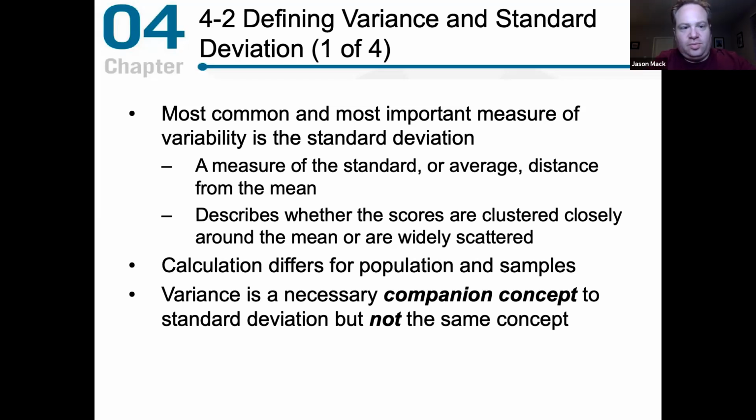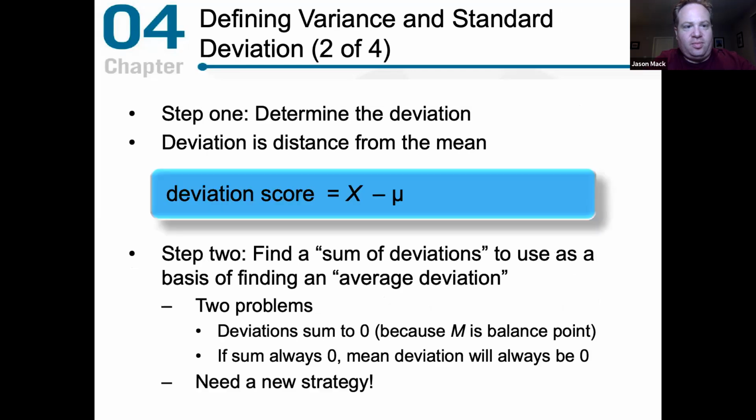So we'll talk about that a little bit more. So step 1, determine the deviation. Deviation is the distance from the mean. The deviation score is X minus the mean. Step 2, find the sum of the deviations to use as a basis for finding an average deviation.